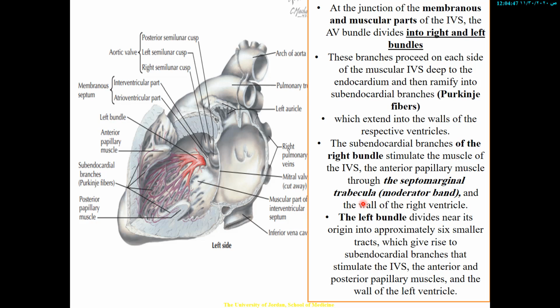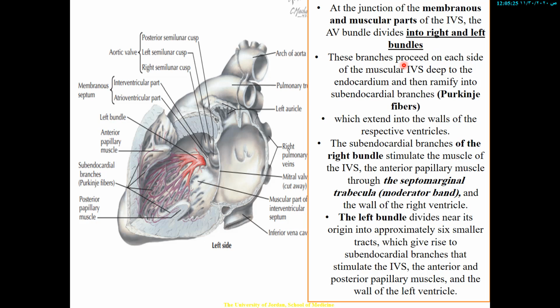Now, at the junction of the membranous part and the muscular part, so as I told you, the interventricular septum has anterior 2/3 muscular, posterior 1/3 membranous. Here we're saying that the bundle of His, as it descends towards the ventricle, lying in the membranous interventricular septum, as it reaches the muscular part of the interventricular septum, it divides into right and left bundles.